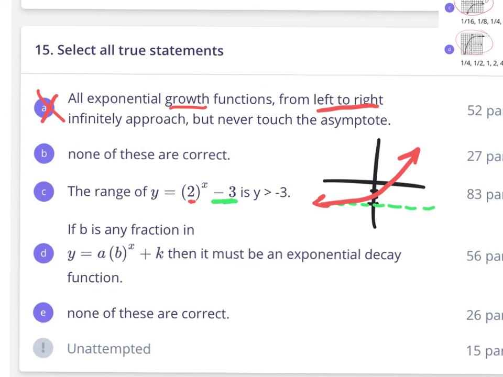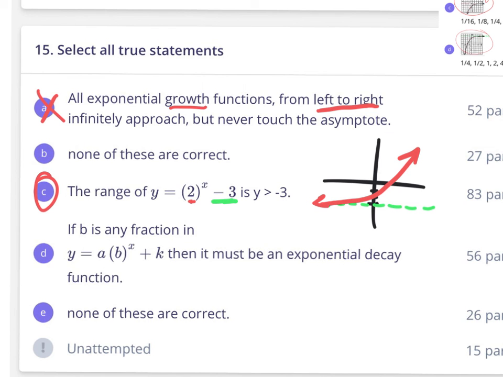You could even make an XY table, an input-output table. You could use consecutive integer inputs. You could plug in 0, and you could use that growth factor to find other coordinates. And you will get a graph that's similar to this sketch. Anyways, the range are your y values. We can clearly see that the entire red graph is above the y value of -3. So that would be y is greater than -3. So that is definitely true.